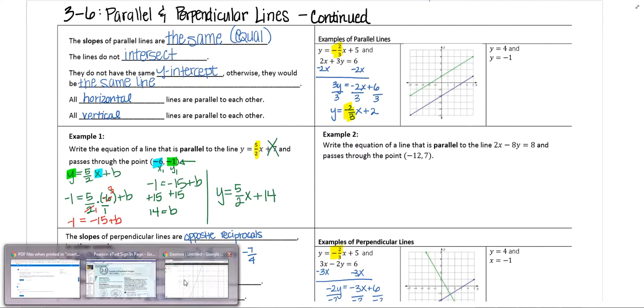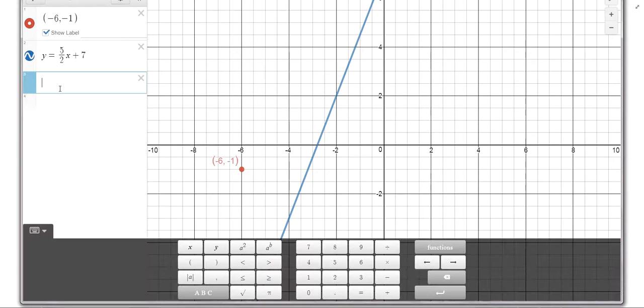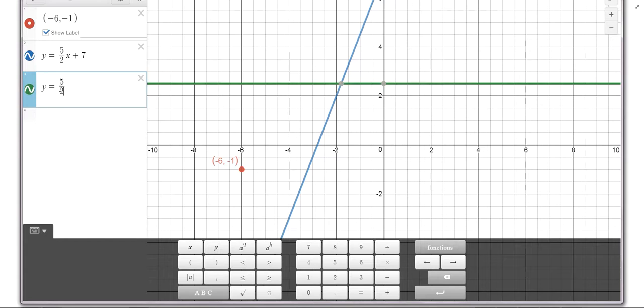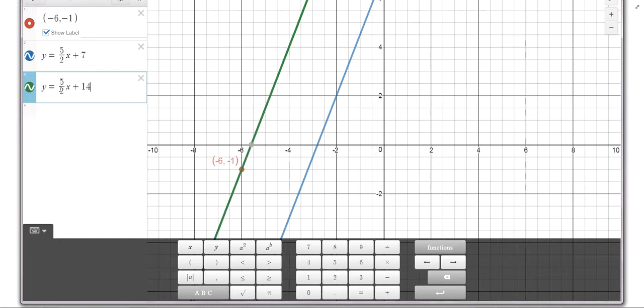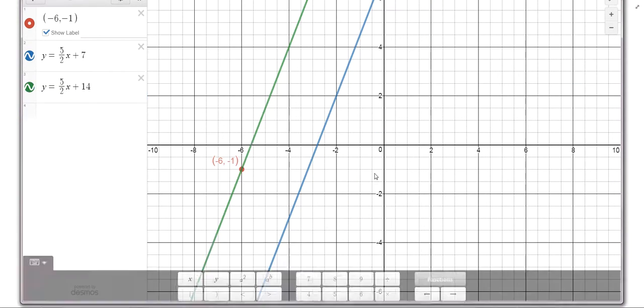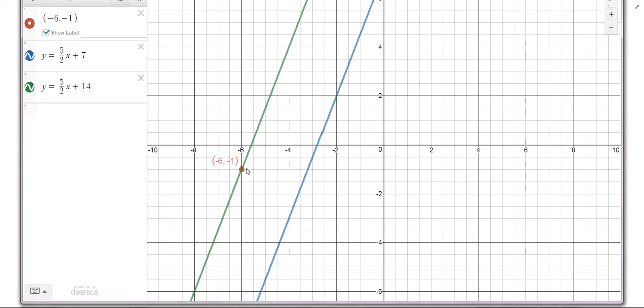Going back to our graph, just to show you that this works, I'm going to type that equation in, and you can see that our line is parallel to the blue one and it goes through this point, so it works perfectly.